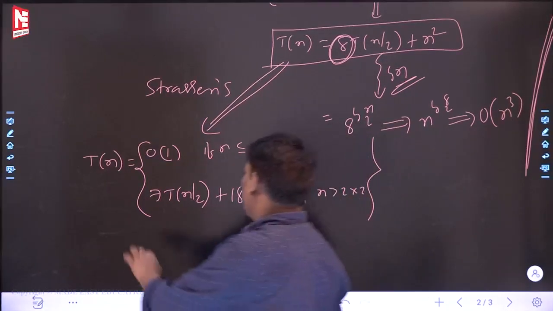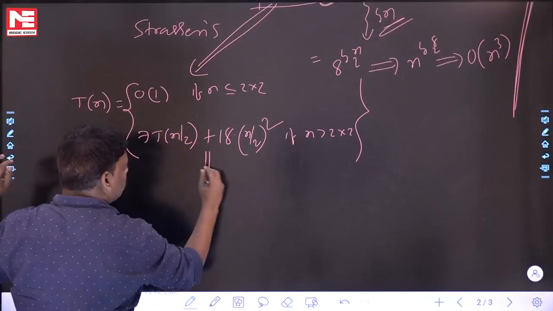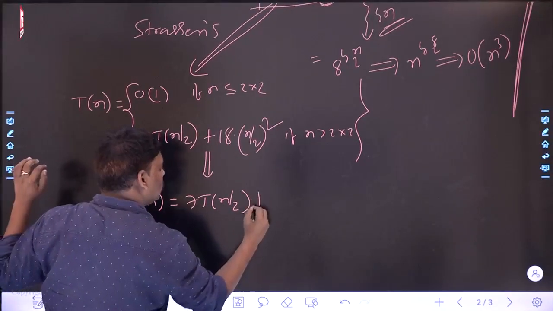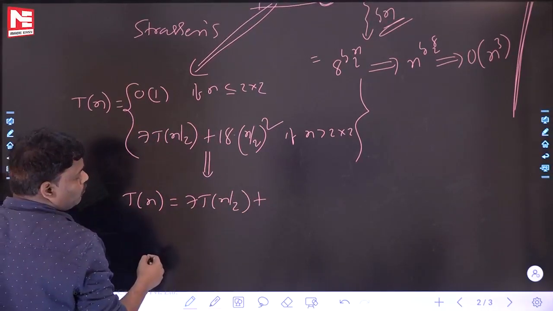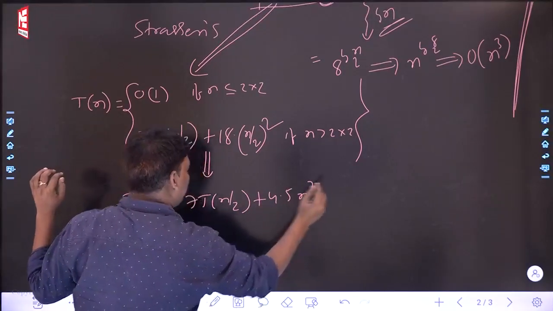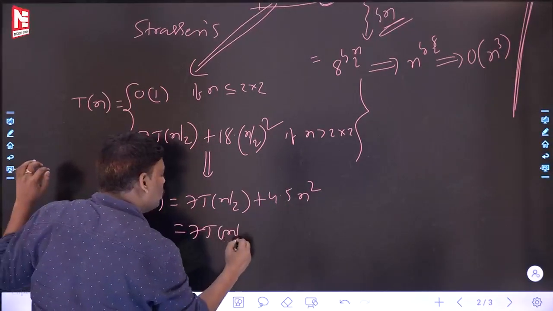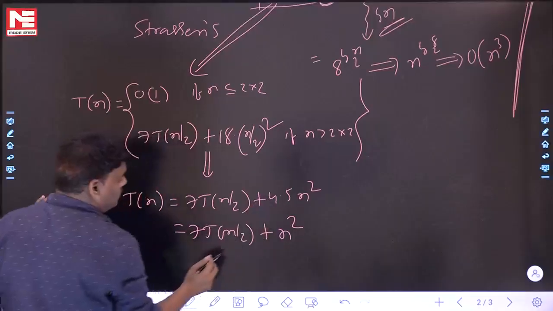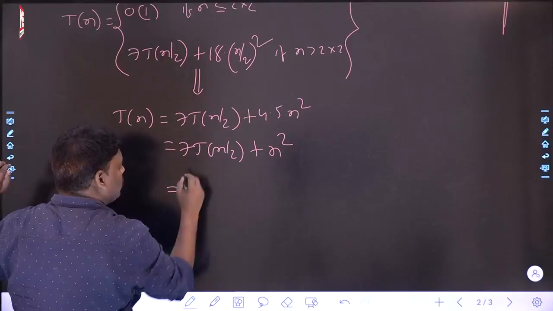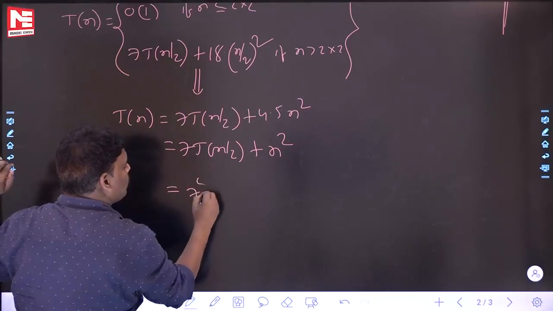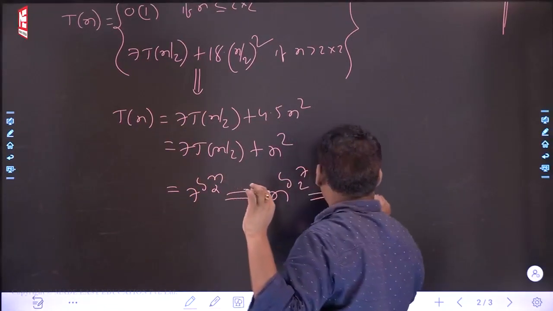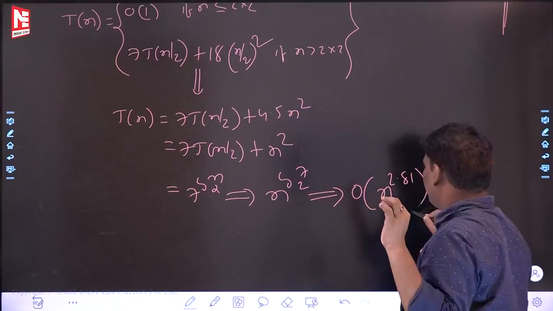According to Strassen's, if you simplify this, T(n) = 7T(n/2) + 18/4 n square, which is 4.5 n square. But anyhow, that is a constant. So 7T(n/2) + n square. If you want, you can keep that constant also; there is no problem, you will get the same answer. This answer becomes 7 power log n base 2, which becomes n power log 7 base 2, which is big O of n power 2.81.